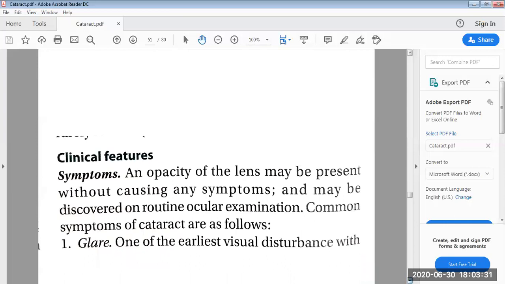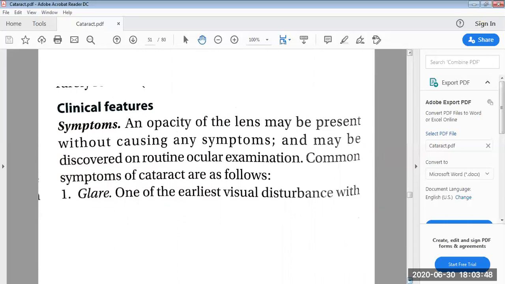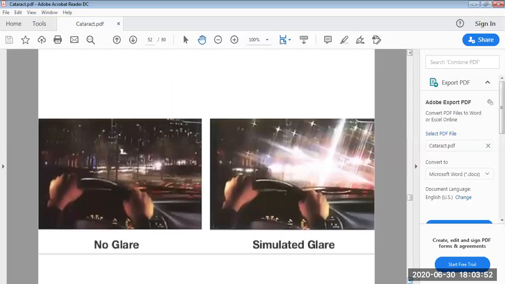Then the clinical features of the senile cataract. First is the symptoms. An opacity of the lens may be present without causing any symptoms and may be discovered on routine ocular examination. Common symptoms of cataract are as follows. First is glare, one of the earliest visual disturbances. Here is an image of the glare. On the left side you can see no glare, on the right side there is simulated glare.